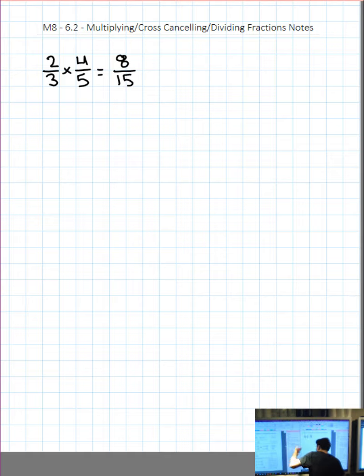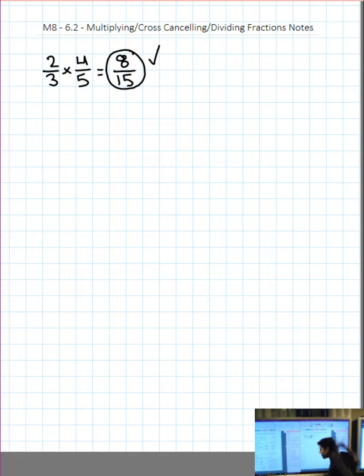And then I think, can I simplify my answer like in the last section? What's the greatest common factor between 8 and 15? Well, it's 1. So we can't simplify it at all. So I'm going to circle my answer. Then on the calculator, I can say 2 divided by 3 times 4 divided by 5. And I get 0.53. And they're both the same. So I'm going to say check mark.